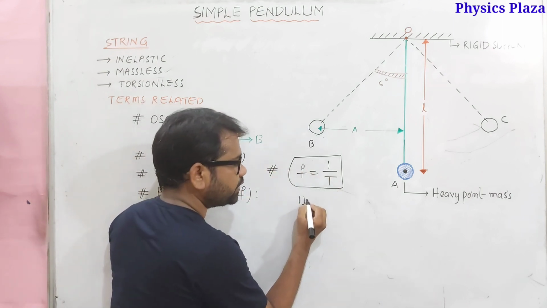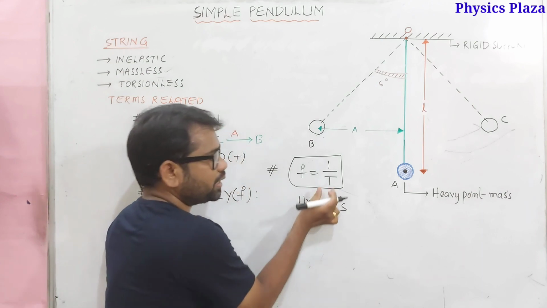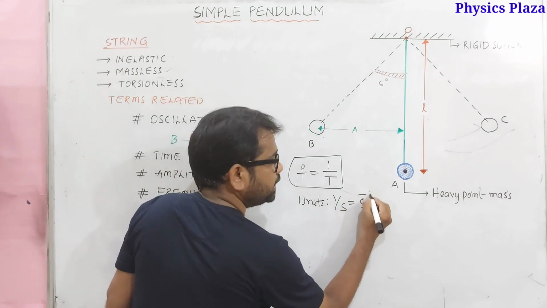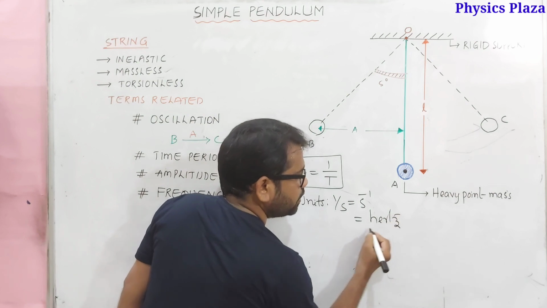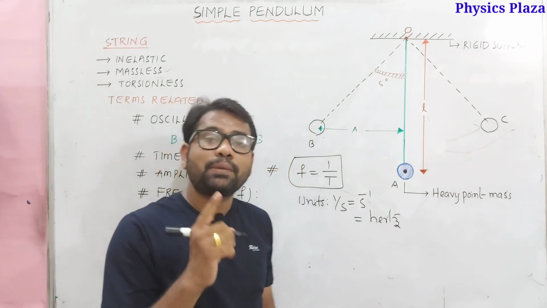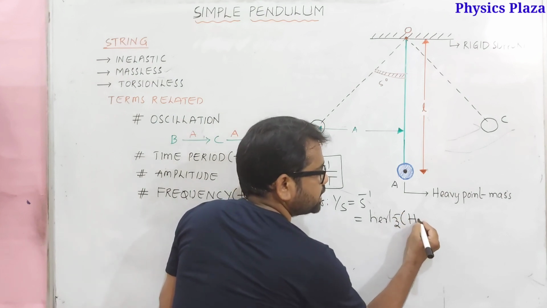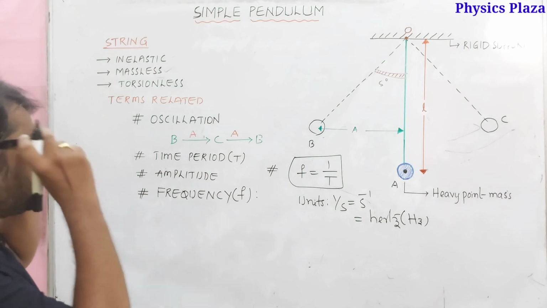Now what are the units for frequency, dear children? Here it is 1 by second, because time period is measured in seconds. 1 by second can be written as second inverse. It is called hertz. Children, whenever you are writing the complete name of the unit, the first letter must be small. Of course, the symbol can be this one. So these are the related terms.